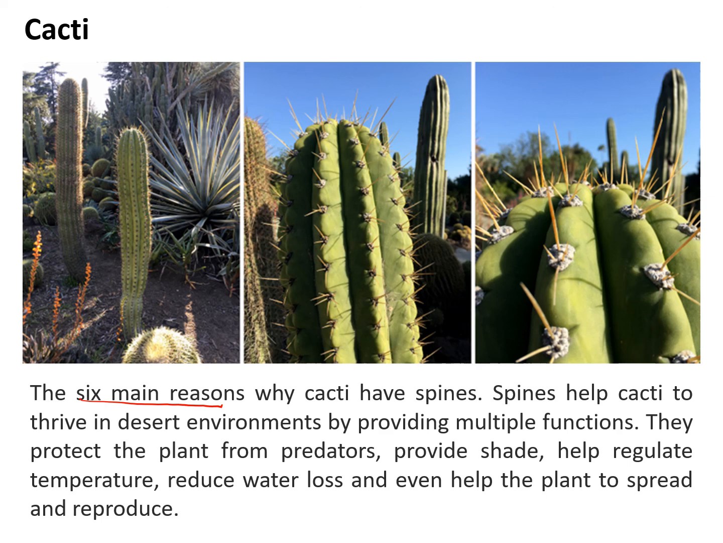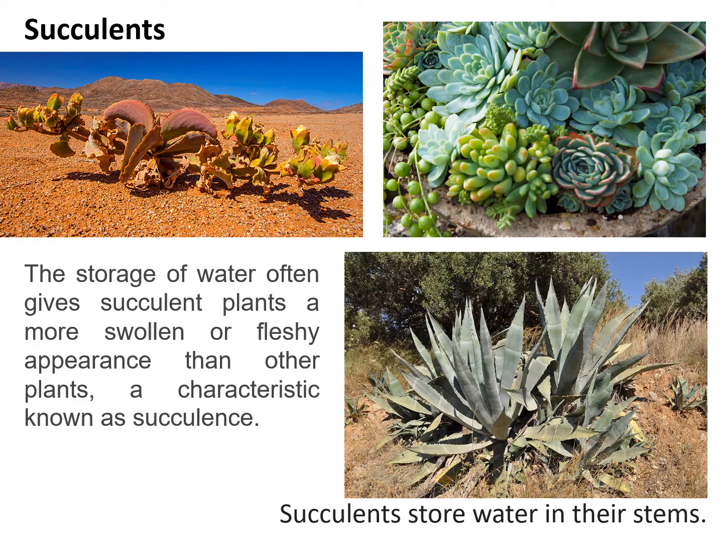Number 1, they protect the plant from predators. They help provide shade. That's number 2. So number 1 was they protect. Number 2, they provide some shade, believe it or not. Number 3, they help the plant to regulate its temperature. Number 4, they reduce water loss. And number 5, they help the plant to spread out. And number 6, they can help the plant to reproduce as well. So 6 reasons there, which you should try and memorize.